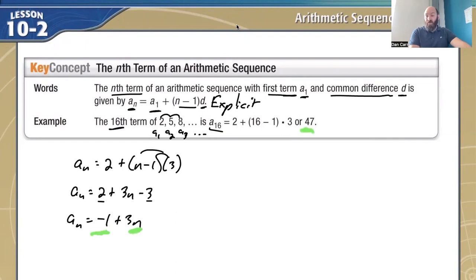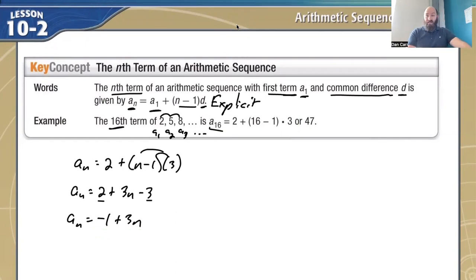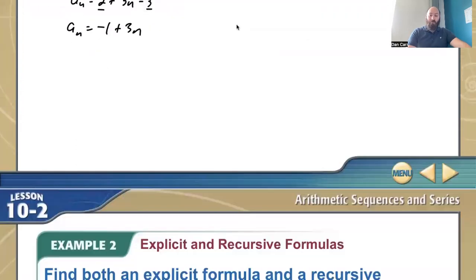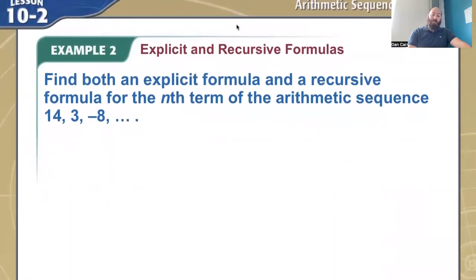48 minus 1 is 47, okay? So the idea is that this formula will tell us any spot we want in the sequence. In order to model that, we need a first term and a common difference. That's it. So we look at this one, we're going to write the explicit formula and a recursive formula, which we'll come back to in a minute, for the nth term of this arithmetic sequence.